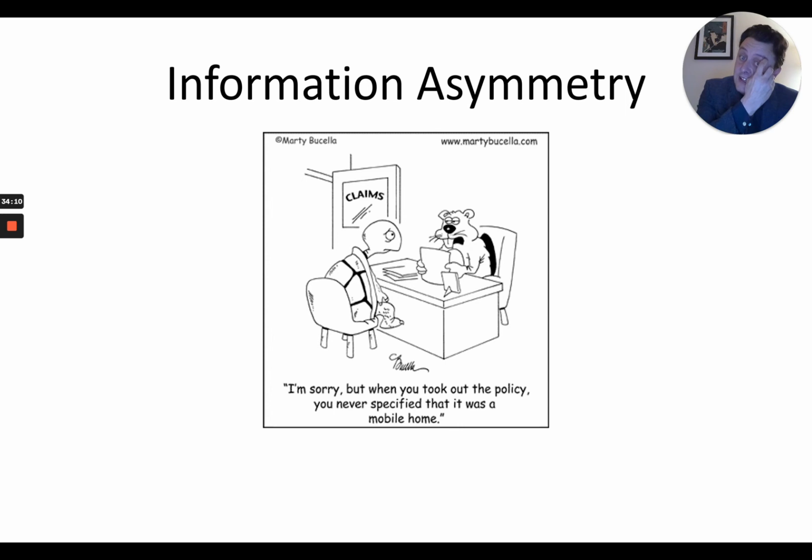Okay, so our next little point is information asymmetry, which is another example of a market failure, a lesser known one. You'd get fewer questions about this, but it is still a really important market failure, and it's the reason why many of the negative externalities exist. There's a quick cartoon there. "I'm sorry, but when you took out this policy, you never specified that it was a mobile home." So in other words, the turtle has signed an insurance policy and cannot get a payment on it because he was somehow misled by the beaver.